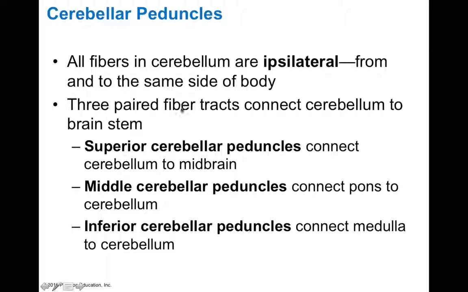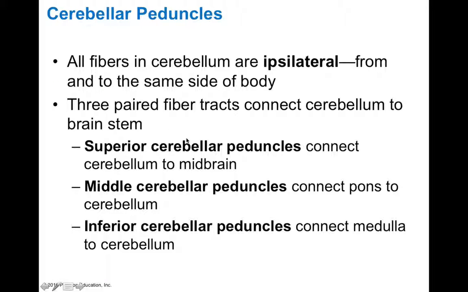Now, there are 3 paired fiber tracts that connect the cerebellum to the brainstem, and this is ultimately how the cerebellum communicates with the rest of the brain. Otherwise, it would function as its own little independent unit of brain matter. So we have the superior, middle, and inferior cerebellar peduncles, and they're named for their location. And if you think about the location of the brainstem, it makes sense.